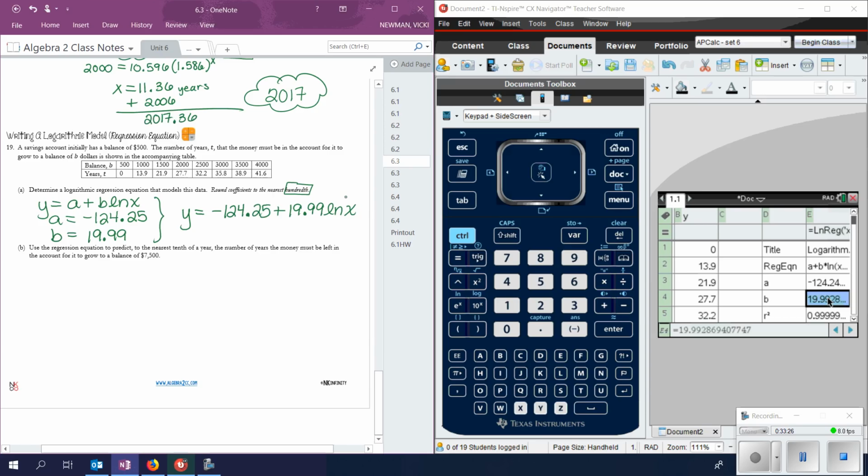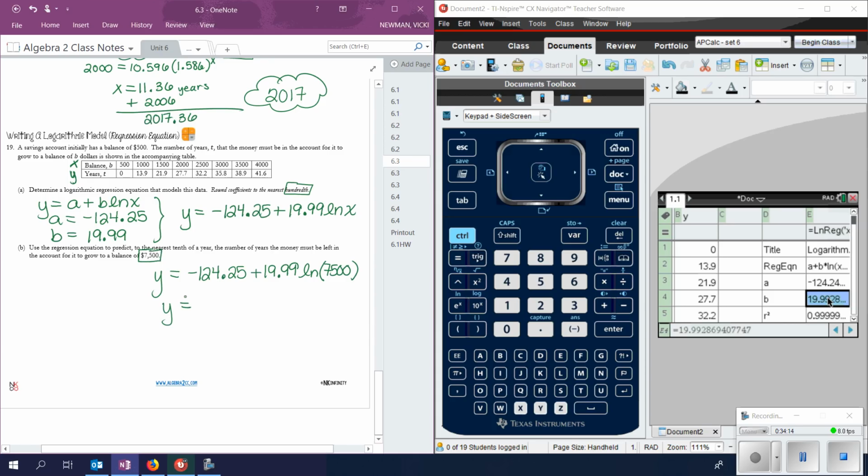Use the regression equation to predict to the nearest tenth of a year the number of years the money must be left in the account for it to grow to a balance of 7,500. Now, hold on. Balance is what we called X. Years is what we called Y. True? So we have a balance of 7,500. So we're plugging that in for X. So Y equals negative 124.25 plus 19.99 ln of 7,500.